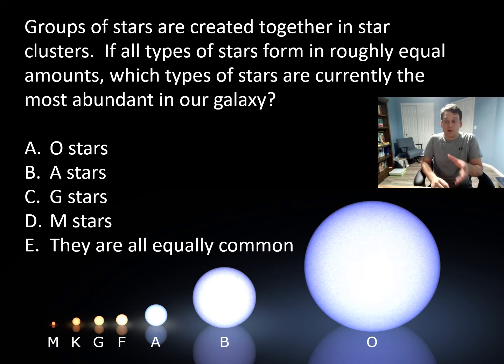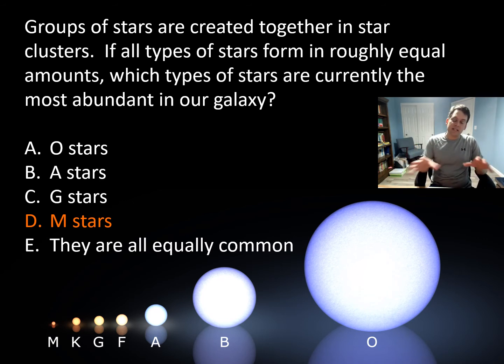Okay, so if you're not ready, pause me because I'm going to spoil the surprise. Well, it turns out that there are going to be a lot more M-class stars than any other kind. And it all comes down to how quickly these things die out. If you create all sorts of stars equally, the O-class stars will die out in only 1 million years. The B-class stars will die out after a little bit more time. The A-class stars a little bit after that. And eventually, all you'll be left with are M-class stars.